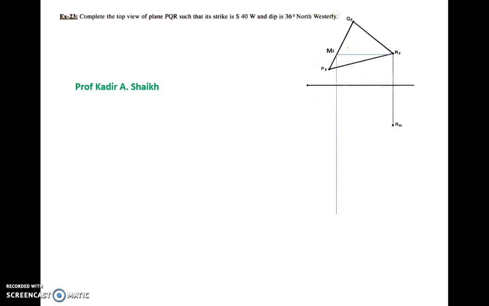Now the given strike is south 40 west. So measure the directions with respect to R and measure 40 degree angle with respect to south and draw one line. Now this is the strike line, and here we will get the top view of end M, that is MH, and the true length of this strike line. So this is how we have used the strike.